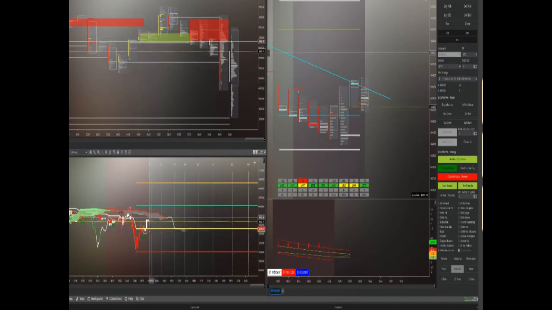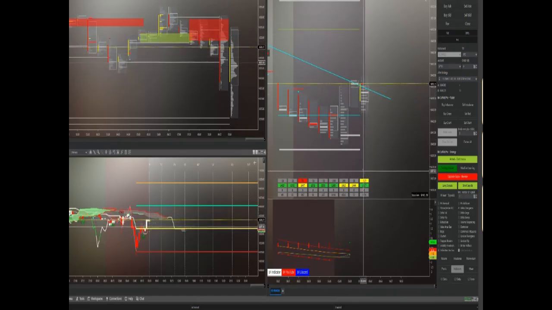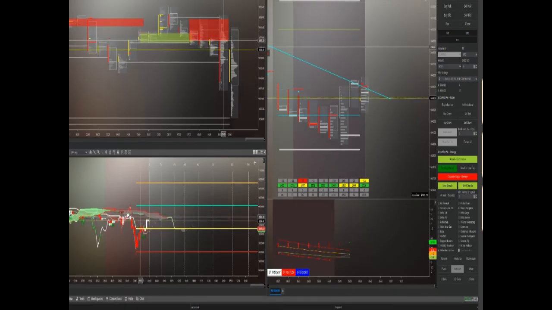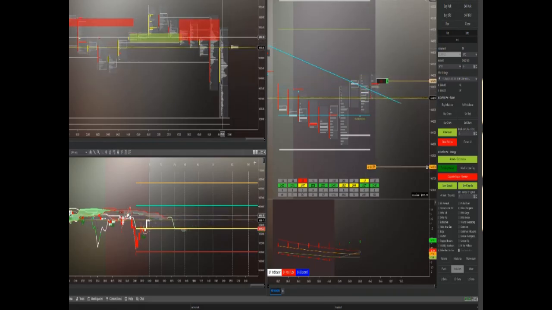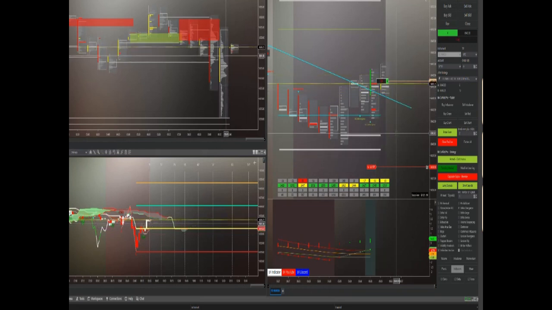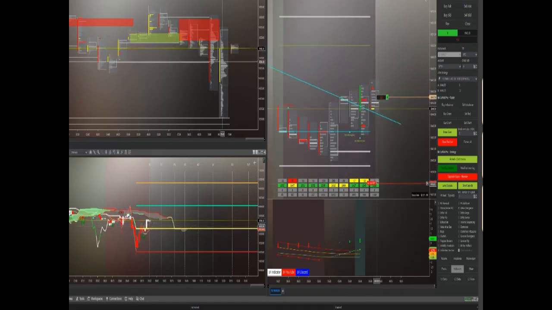Bulls are trying to push us back up through the cloud here. If they do, we'll be over the value area here, the point of control here. And the value area is there. If that does happen, then we can get a bullish bias. Lower time frame setting up pretty for the bulls right now.